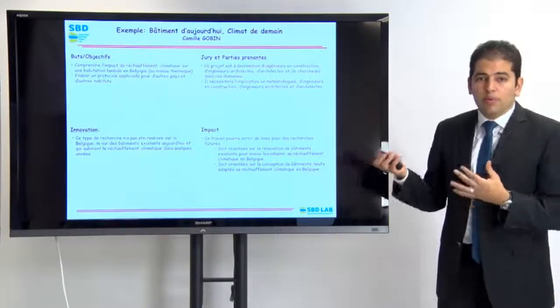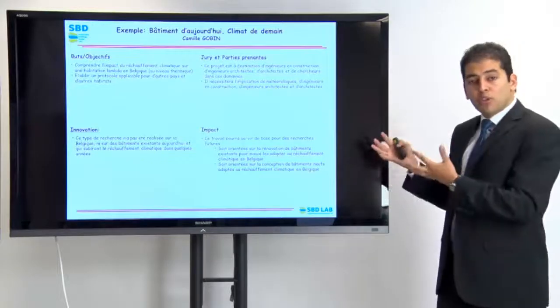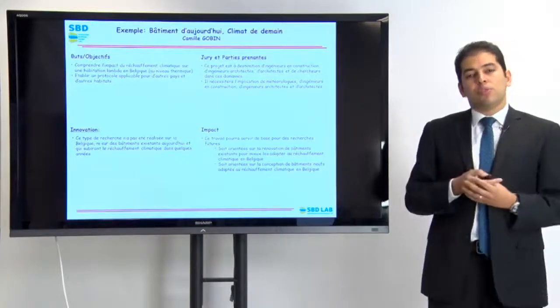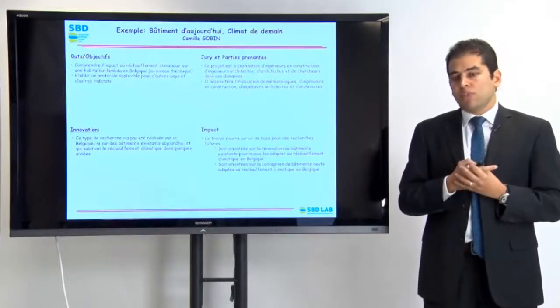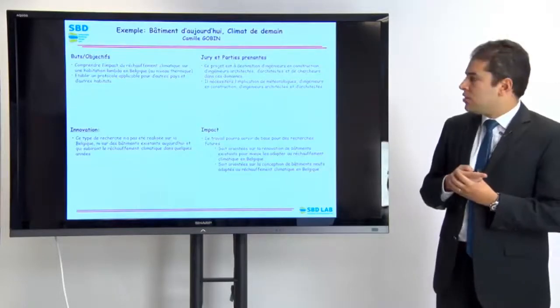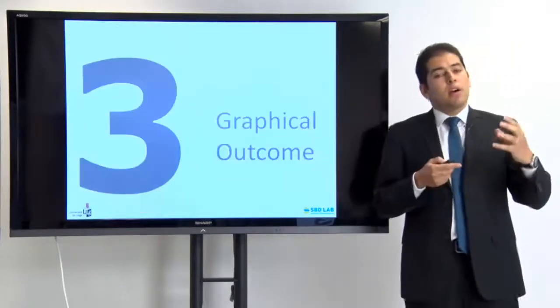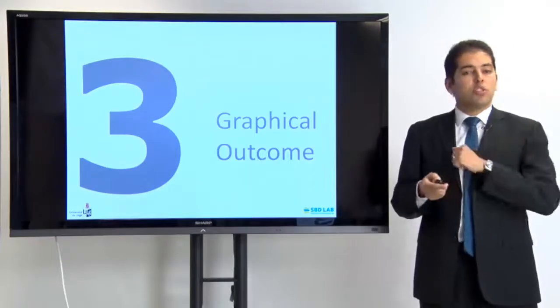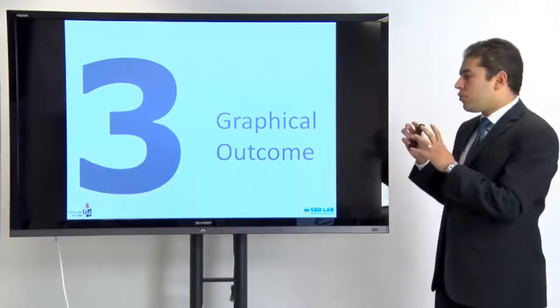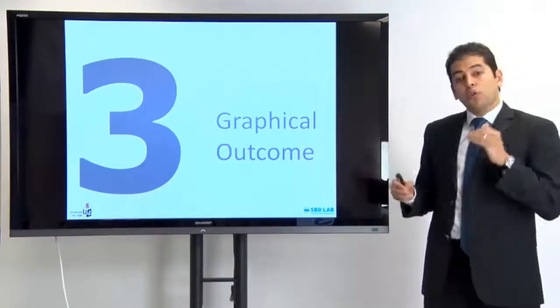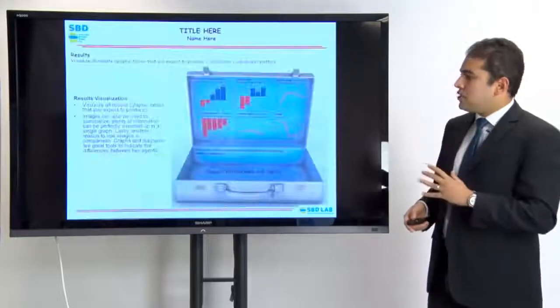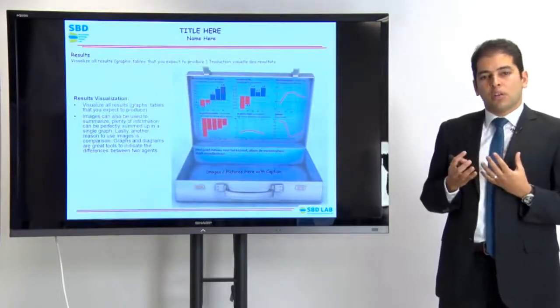So this is an example of a complete quad chart. I'm sorry it's written in French, but I'm sure you can follow me while I describe it and understand the topic in general. Another important thing, once you are done with your quad chart, don't forget your graphical outcome. Before starting your concept, you should identify your graphical concept.